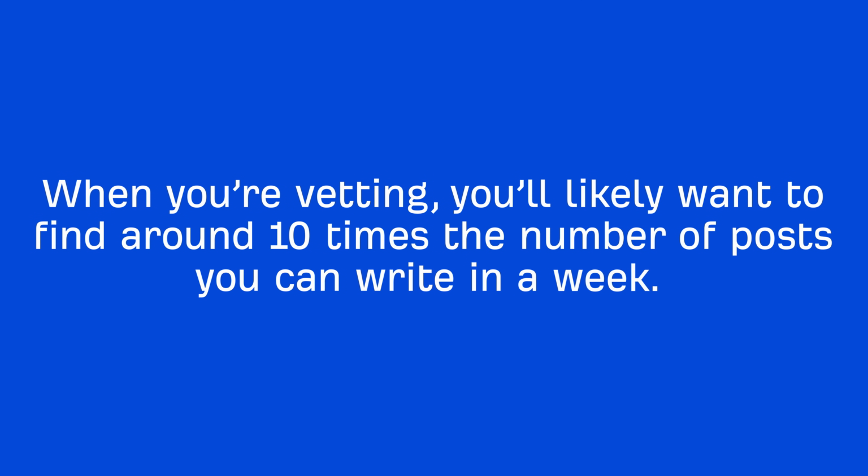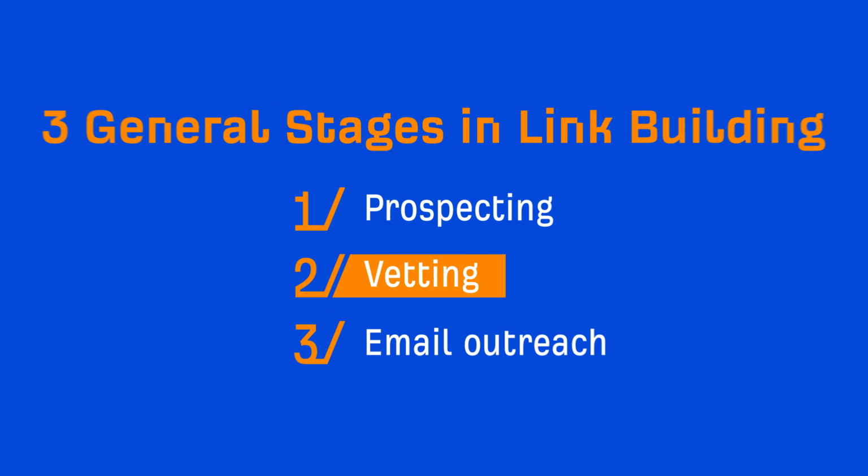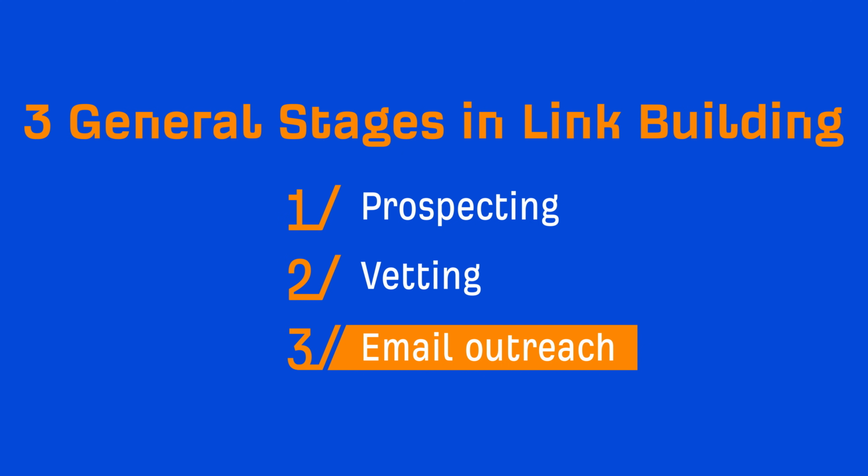Now, when you're vetting, you'll likely want to find around 10 times the number of posts you can write in a week. For example, if you can write 2 posts per week, then try and find 20 vetted sites. Reason being, most people won't accept your post, let alone respond to you. Alright, let's move on to the next stage, which is email outreach.